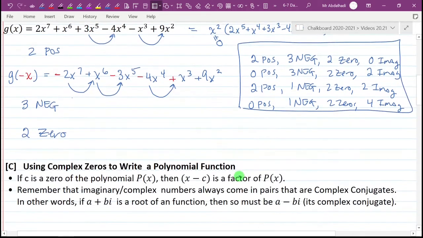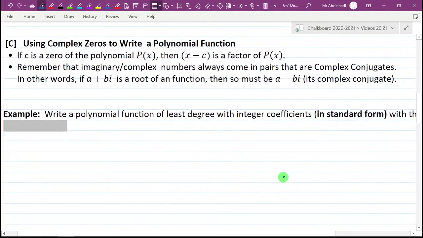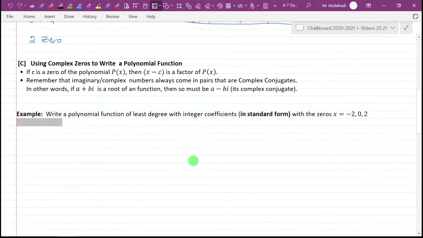Okay, let's go on to this next part here. Writing polynomials if you're given the roots. We have done a little bit of this before. We're just going to do a quick run through of this with imaginary numbers now. So just to review what we should know from before.